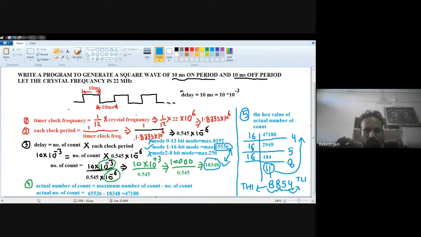The first step for that programming is to complete these 5 steps and find out what value you should upload in a timer register. So here we find out B854 is the value. Okay. So now the second step is to see the T mode register bits and select a particular format for the T mode register. So we are going to do the second thing.